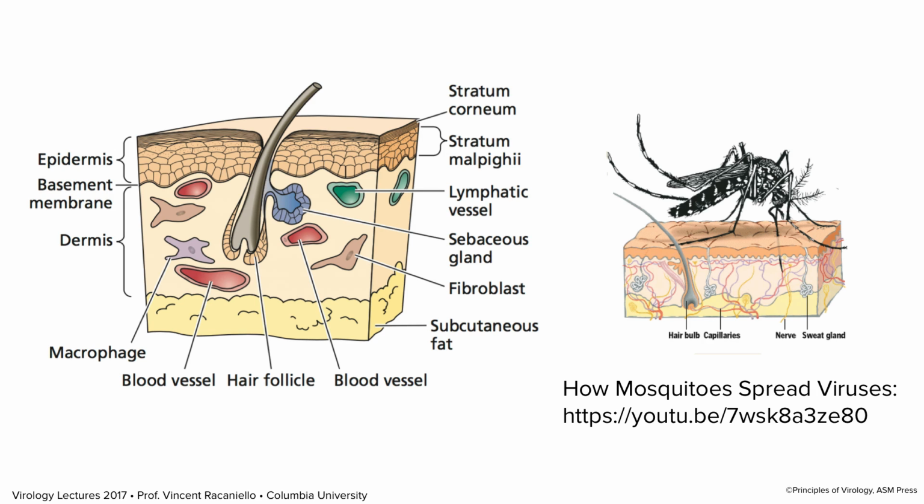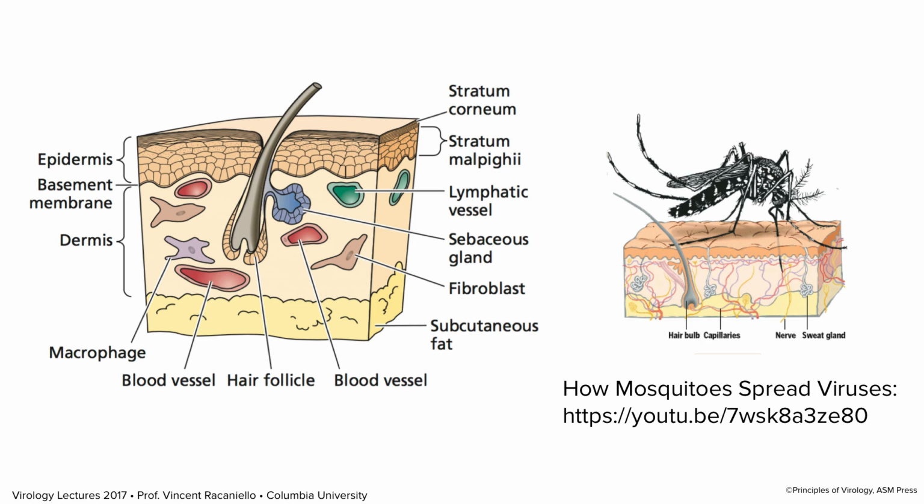So they actually look for a blood vessel, and as they're doing that, they are depositing chemicals, including an anesthetic so you don't get itchy and slap them, and an anticoagulant to keep the blood flowing. And then, of course, if they have viruses in them, out come viruses with those chemicals as well. And then when they pierce a blood vessel, the viruses go right into the blood. But the virus doesn't have to go in the blood. It could also go in the subdermal tissues and replicate as well.